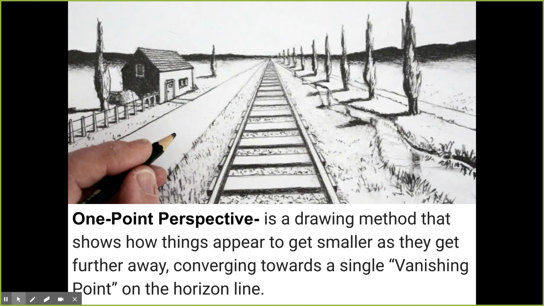1-point perspective is a drawing method that shows how things appear to get smaller as they get further away, converging towards a single vanishing point on the horizon line. We've been introduced briefly in some of the videos to 1-point, 2-point, 3-point, there's even 4-point perspective. In this beginning class, we will only be discussing and working on 1-point perspective. So the point would be here.